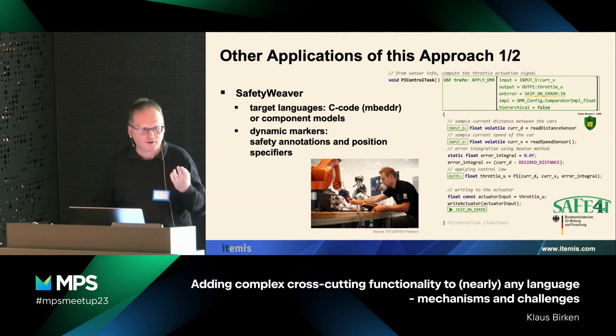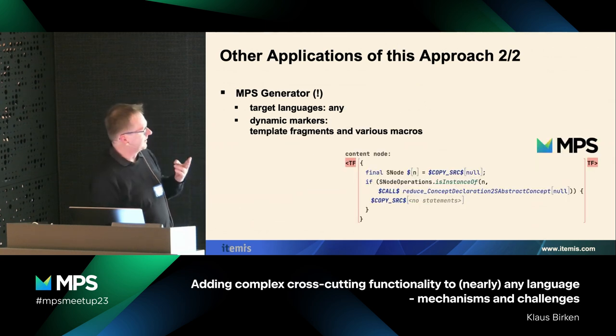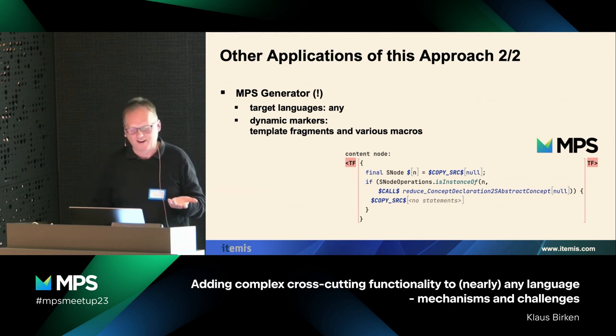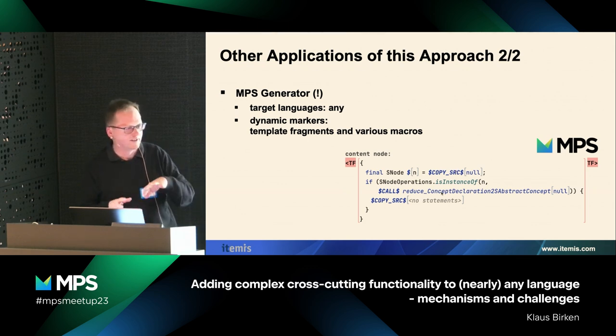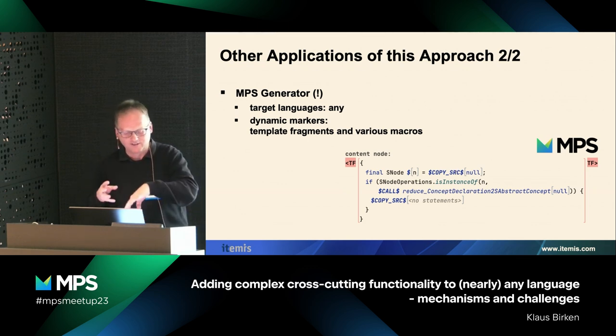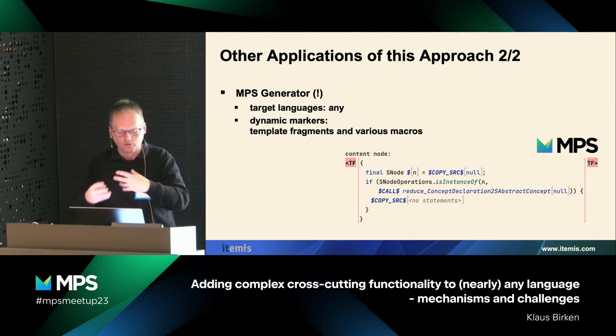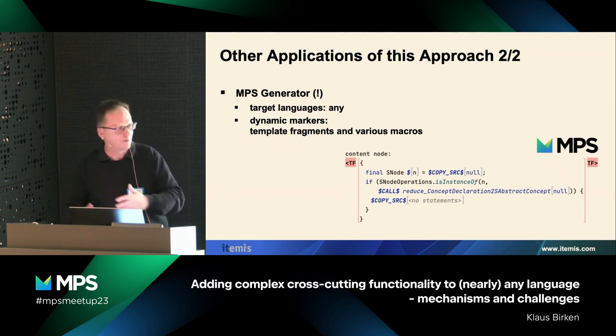But after thinking hard, I came up with this. So now we're back to the beginning. The MPS generator is actually another example, because also here you want to use any language and then attach a lot of these markers like template fragments, macros, and then do something with it. Again, motion capture, get something out of it, do the filtering, do transformations, and then put it out.